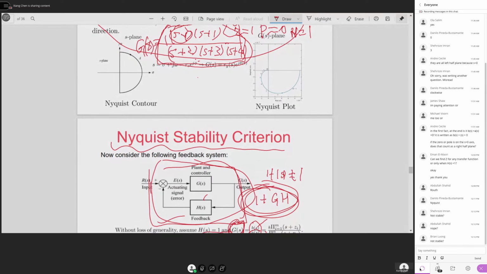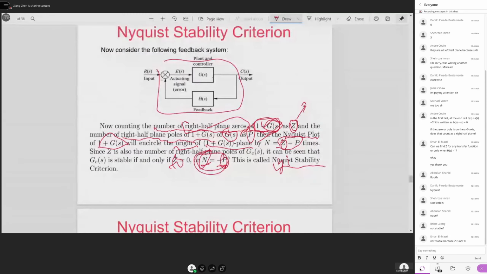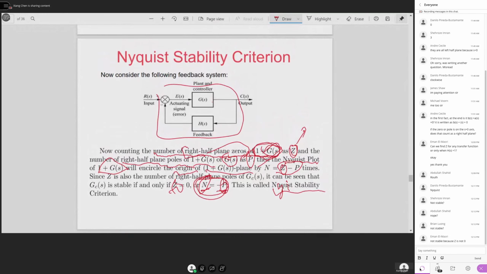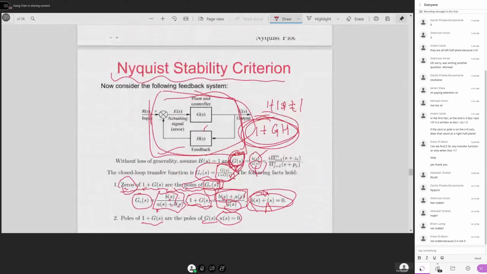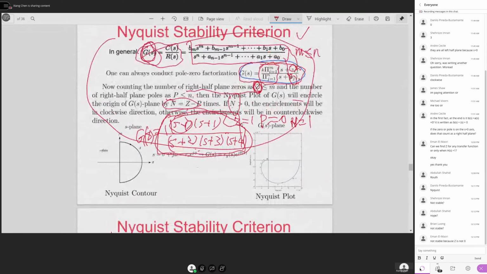Not stable. Yes, of course, because we just found out that this condition does not hold. In this case we know Z is equal to 1, meaning there is a right half plane zero, and we have P equal to 0. So the net encirclement is going to be 1.